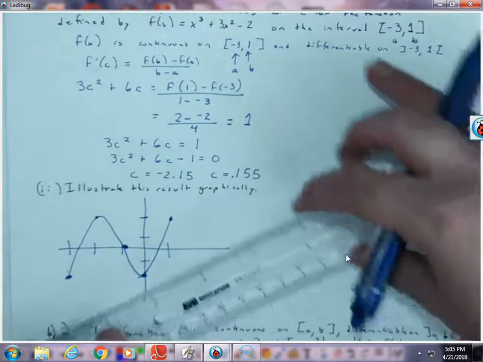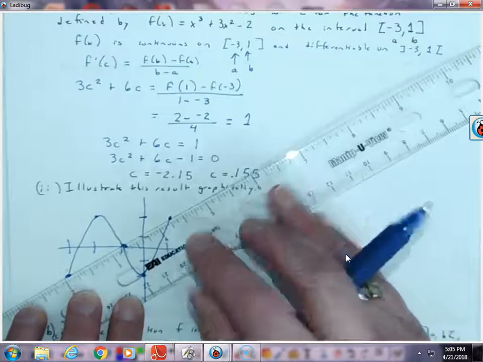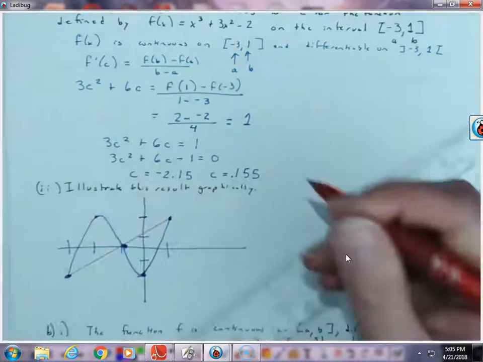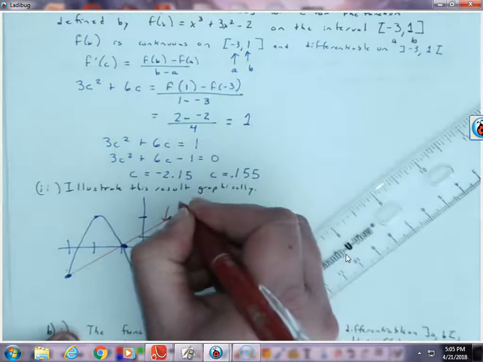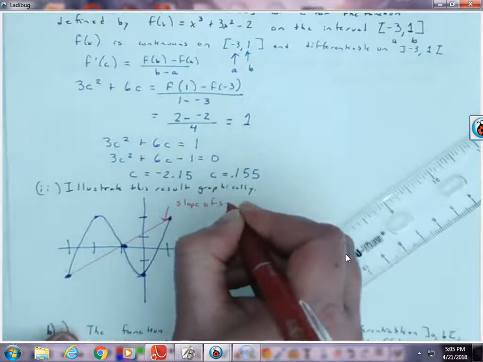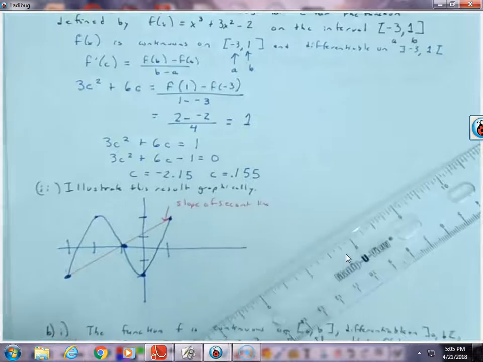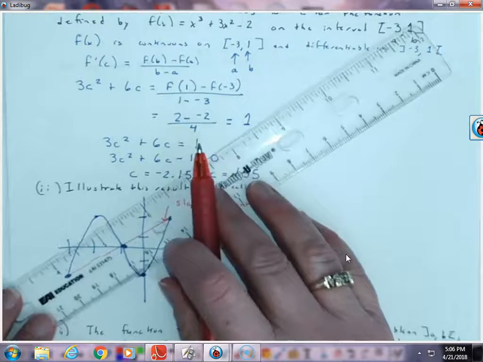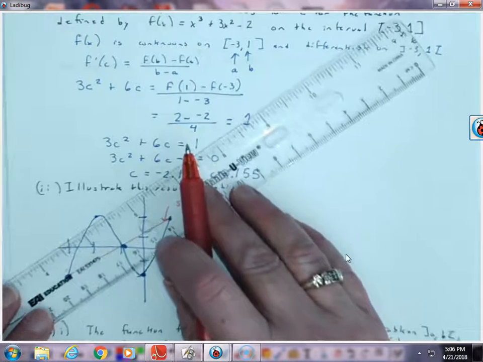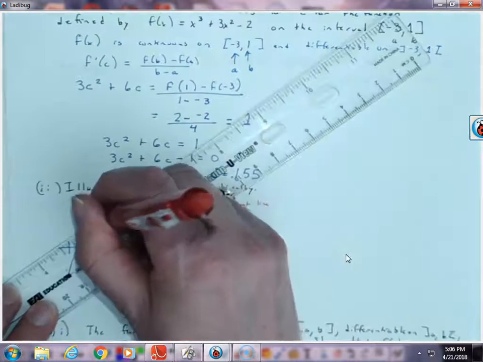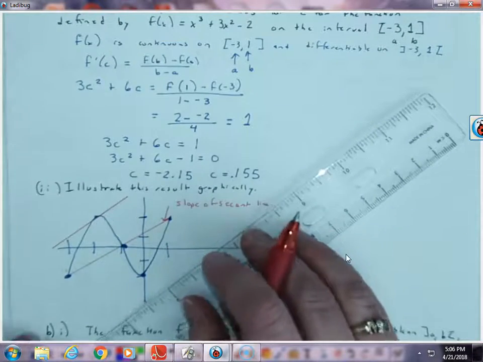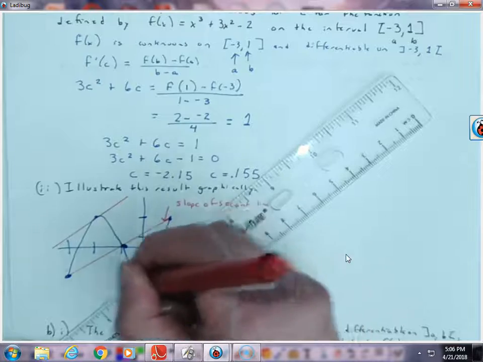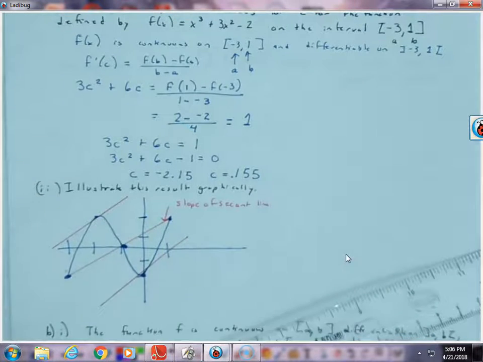Okay, so when they say illustrate it graphically, this is the slope of the secant line. I'm going to use different colors; you're not going to have different colors. But here, this would be the slope of the secant line. And they're saying I'll have that same thing at about -2.15. So I'll just kind of, oh boy, that looks a little rough. And then also at 0.155, so maybe right about here. These should all look parallel. I didn't do a fantastic job.